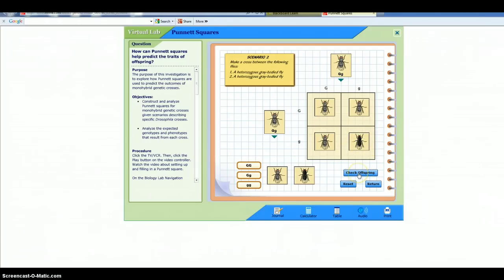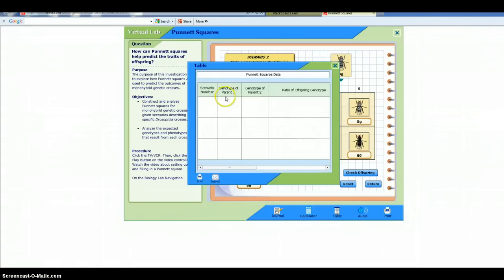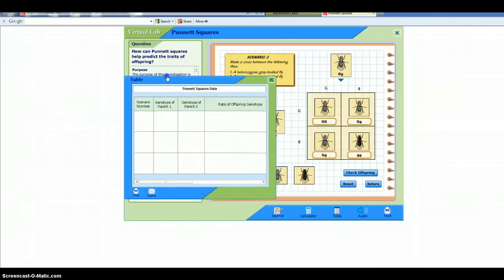Check offspring. Fill in the rest of the Punnett square to determine the expected genotypes and phenotypes of all the offspring. So they want us to take this and put it there, and then this and put it there, and this and put it there, and this and put it there. So now we've got the whole Punnett square filled in, and we can take this table down here and fill it in.